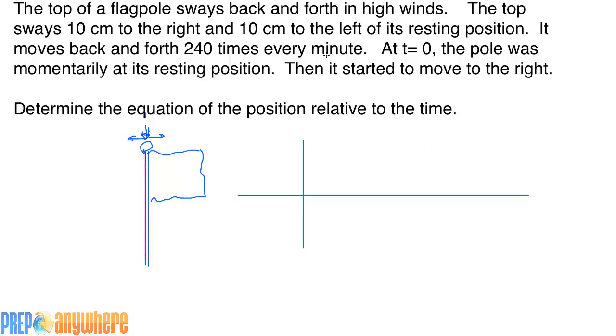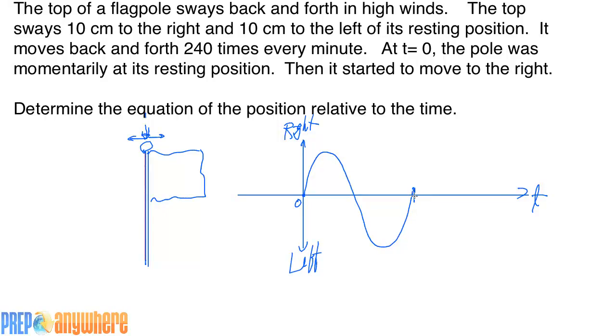Okay, so look, it says the top sways 10 centimeters to the right. So let's say this represents moving right, which means if you go down, it's left. And this is time. It tells us initially it's resting here, and then it starts moving right, and then down. True?